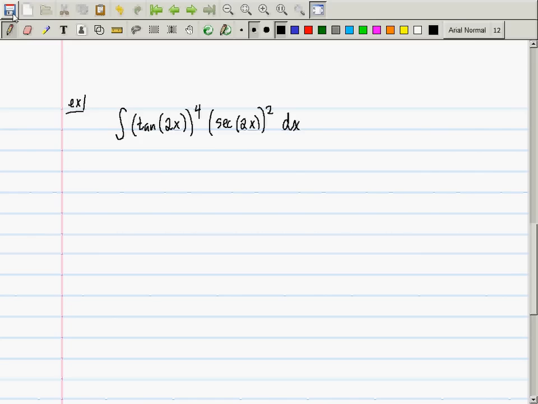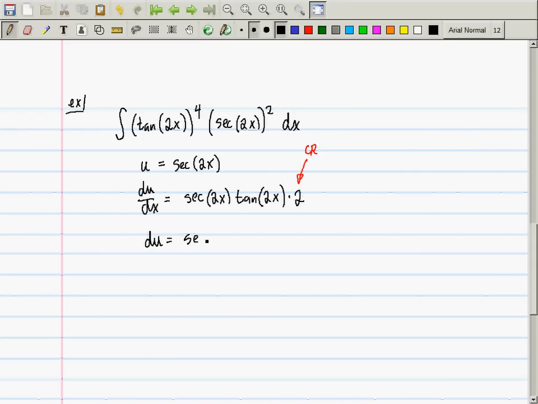Now it's not so clear what u should be. So let's just try a stab in the dark. Instead of just sitting here wondering what I should do, let's just try anything. So how about u is the secant of 2x? I'll try that. So then du dx, well, what's the derivative of secant? The derivative of secant is secant of whatever, tangent of whatever, multiplied by the derivative, so then multiplied by 2. So why does this 2 come up? The chain rule.